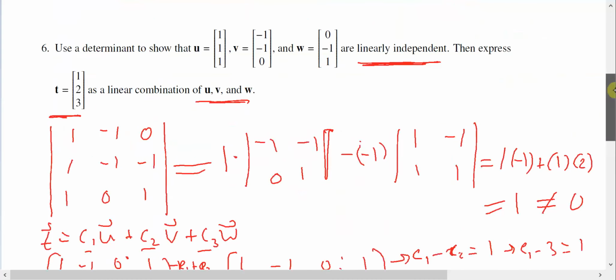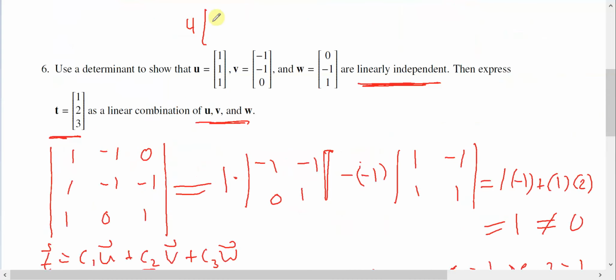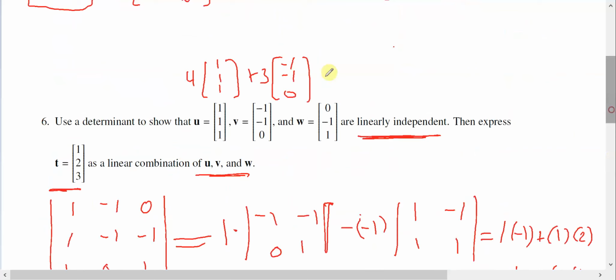Let's go try that and make sure it works. So I got 4 of these, 3 of these, second one, the V, and I think I said minus 1. Yeah, minus 1 on the last one. So let's hope we get 1, 2, 3. I get 4 minus 3, that's 1. I get 4 minus 3 plus 1, that's 2. And then I get 4 minus 1, that's 3. So it does work.